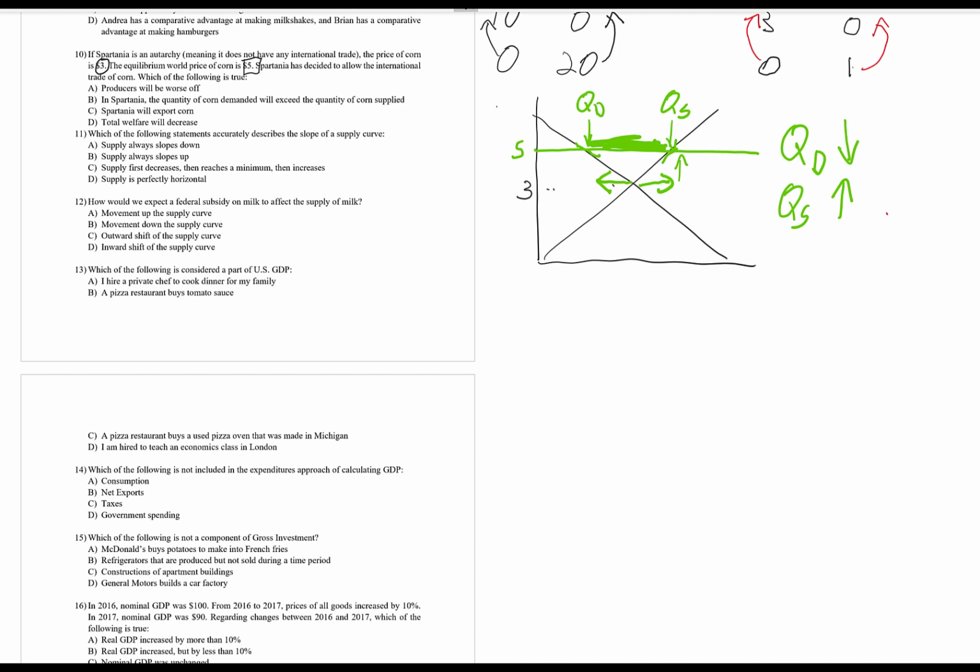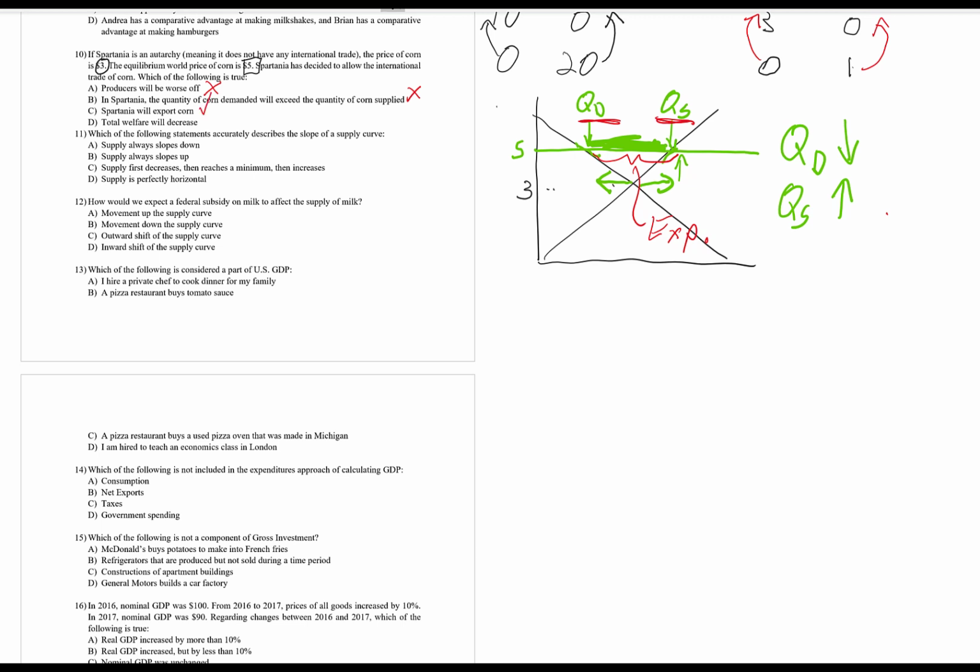Producers will be worse off. That is not true. Quantity of corn demanded will exceed quantity of corn supplied. No, it's the opposite. Quantity supplied exceeds quantity demanded. Spartania will export corn. That is correct. Remember, we're producing QS, only consuming QD. So these units are exported.